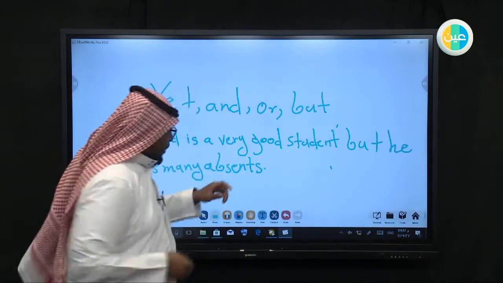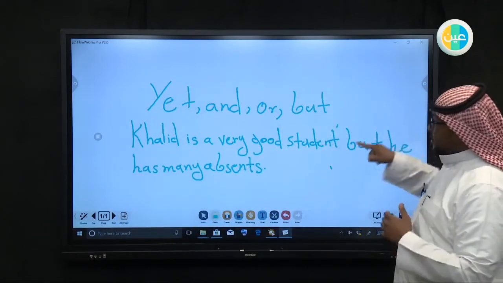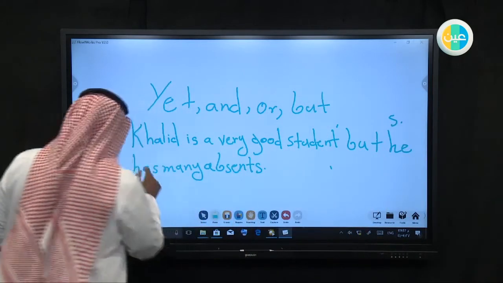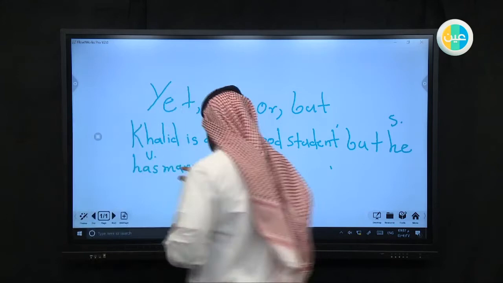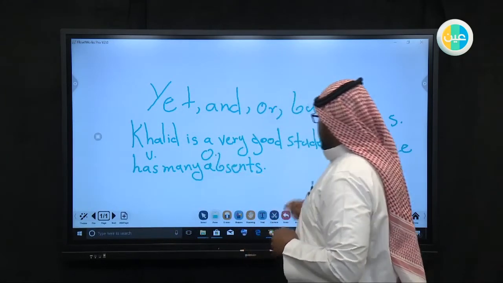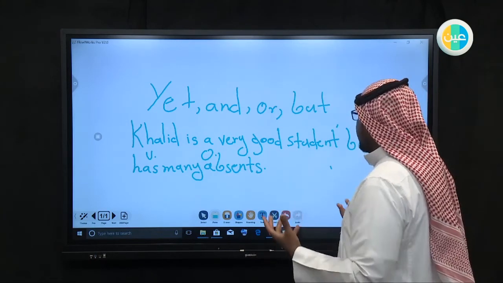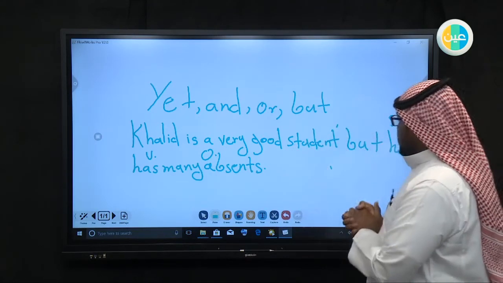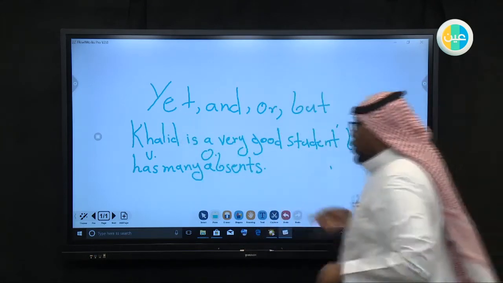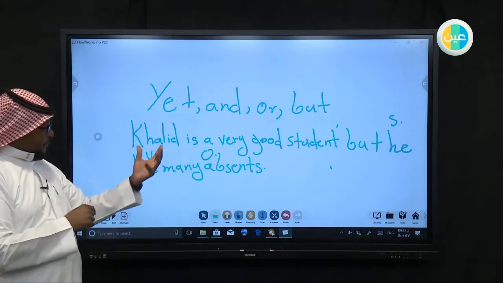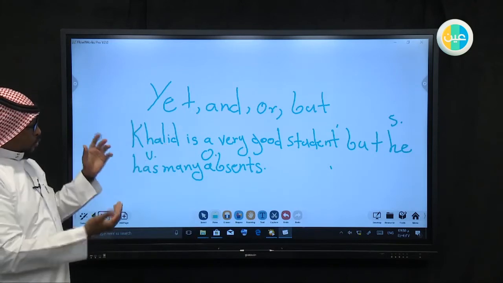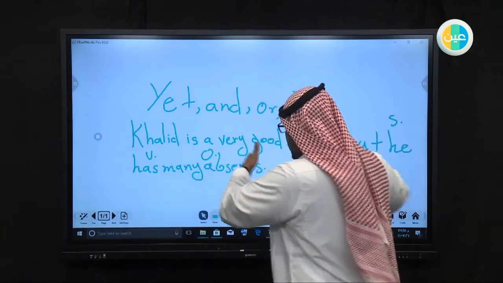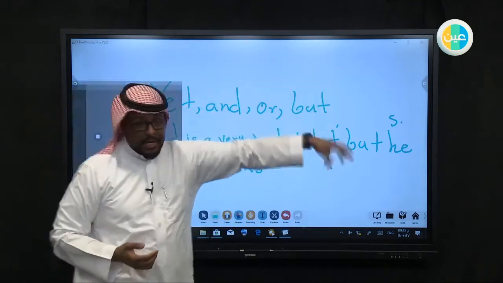If we look at this sentence, we will find that it consists of subject, verb, object. For example, he is the subject, and has is the verb, while many absences is the object. So this is the way we can make a sentence that contains an independent clause and a main clause. So this is the main clause and this is the independent clause. We can write sentences this way, but we can also change the sentence into another form. For example, we'll put the independent clause at the beginning and the main clause at the end. Let's try this, please.